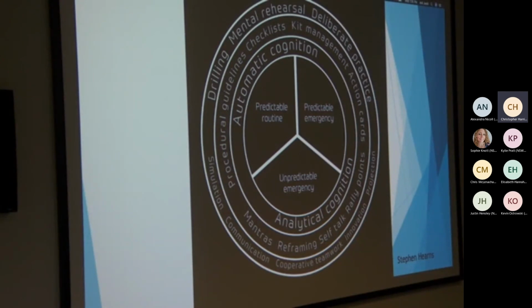You've got your predictable routine, what we know is going to happen. Then you've got your predictable emergency, what we know might happen, and then you've got your unpredictable emergency, that's the bit we need to preserve our cognitive and analytical capacity for. And there's all those things around the edges which help us to do that, like drilling your mental rehearsal, the positive self-talk, as well as cognitive aids. So I think that slide sums up what I've just mentioned earlier.